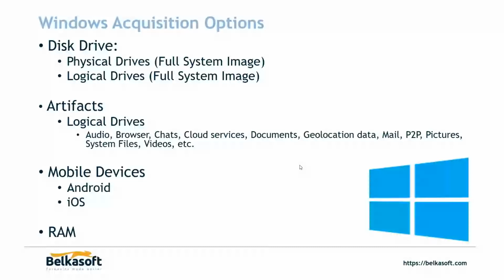The artifacts are a logical acquisition, and I'm not going to name all those different types of artifacts, but basically you would select one of the top level categories that you can see on the screen, and from there it'll give you a slew of different options where you can select exactly what you want to pull off of that box. And when it comes to mobile devices, we have three different options available, and I'll get into those in a later slide. And then, of course, we do have the memory acquisition option.